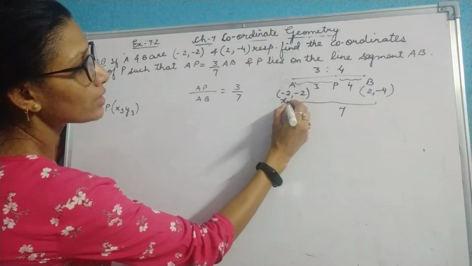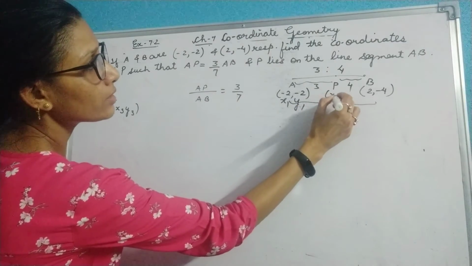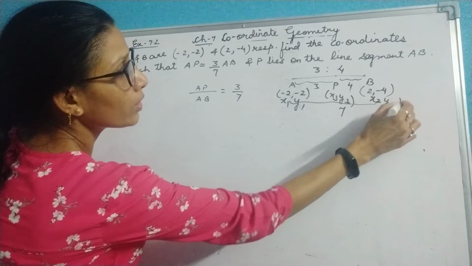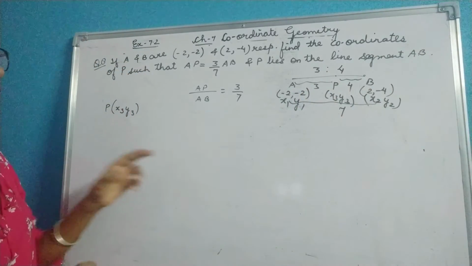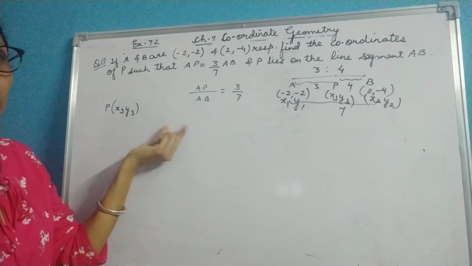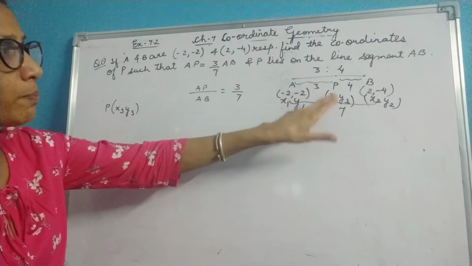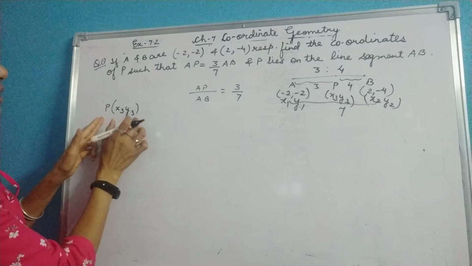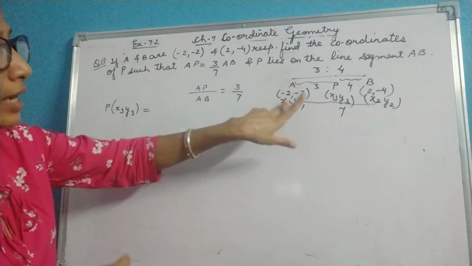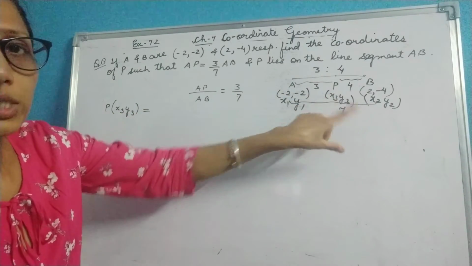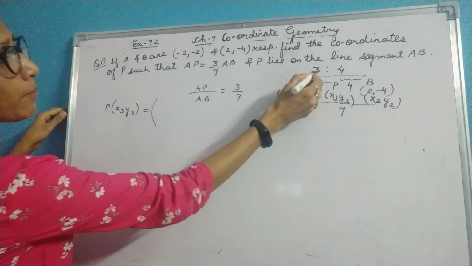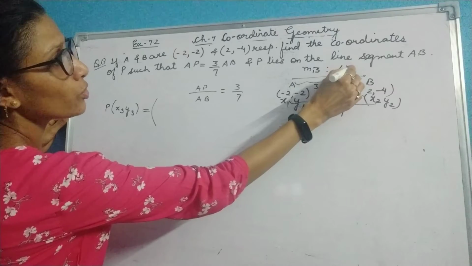We take this as x1, y1, this as x3, y3 and this as x2, y2. The end points are always to be considered in the formula. This is the point which we need to find out and this is the point we are writing over here, and in the formula the extreme points are to be considered. So here I will be taking this as m1, this as m2.